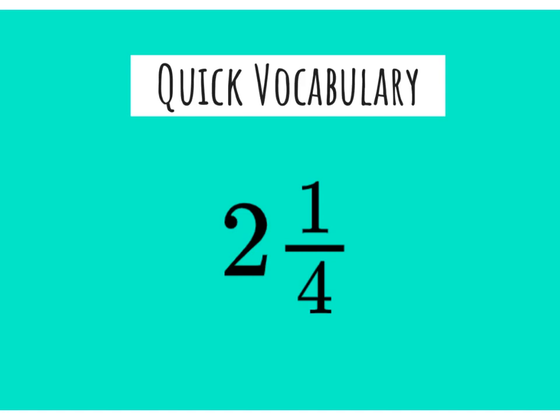When we look at fractions, it's important to know what the various parts are called. We have the whole number, and then here we have the fraction. In the parts of the fraction, the top number is called the numerator, and the bottom is called the denominator.